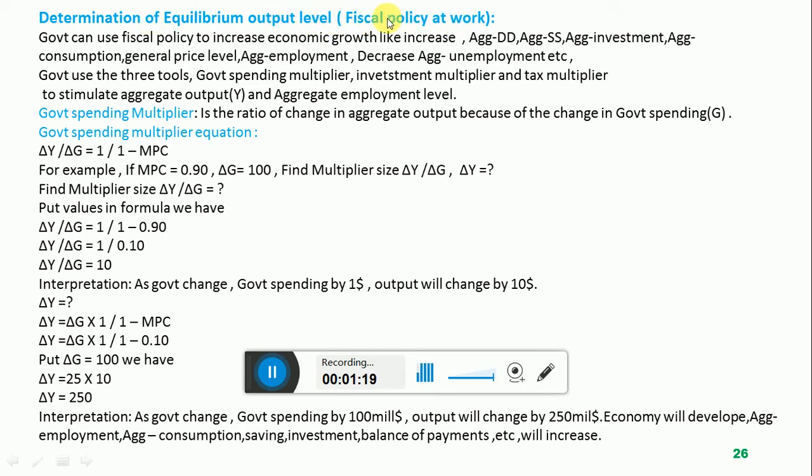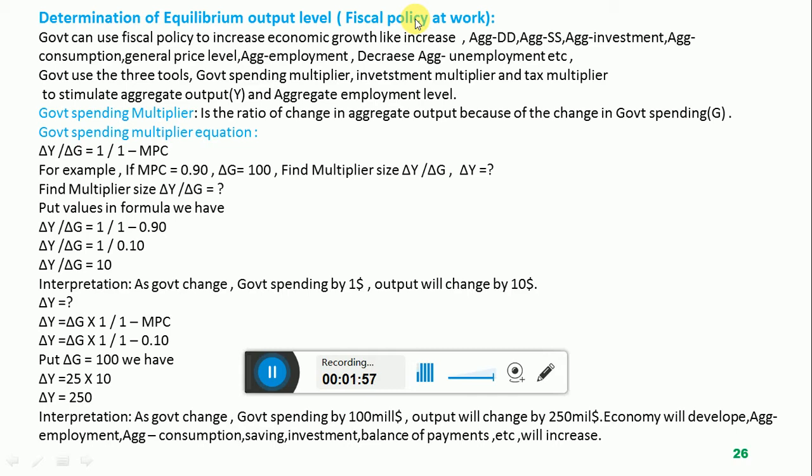Now fiscal policy at work means that fiscal policy is one tool, one power of the government that the government uses to stimulate economic growth. So in this section we will learn how the government of Afghanistan can ensure economic growth using fiscal policy, using instruments of the fiscal policy. Fiscal policy as a tool and its instruments we discussed in the very beginning of this course. Instruments are government spending, tax rate and transfer payments.